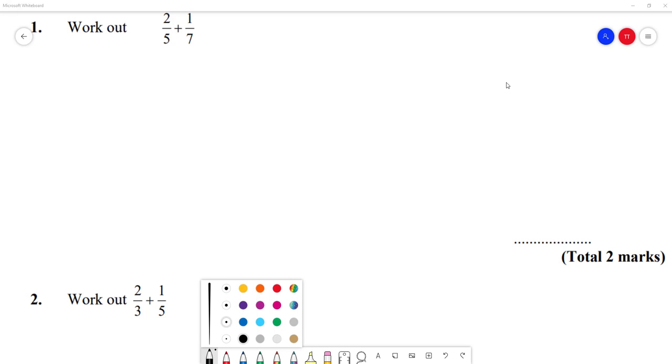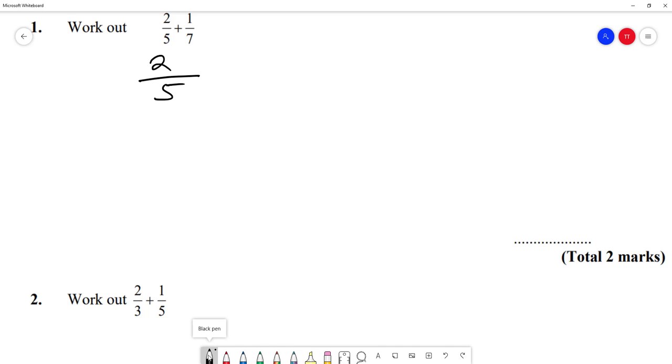In this video, we're going to look at how to add and subtract fractions. So let's take the first example, 2/5 plus 1/7. When we've got a question like this, we need to make the denominators the same. So I've got 2/5 plus 1/7.